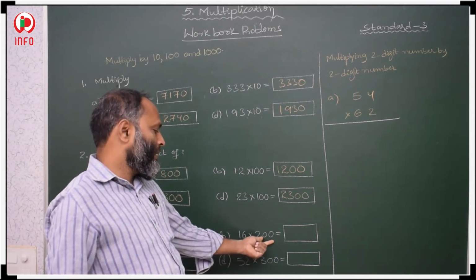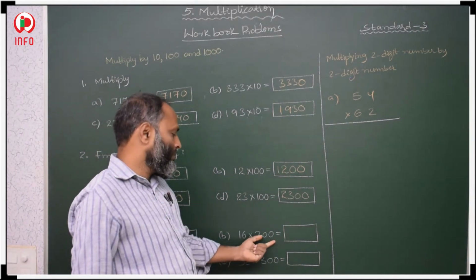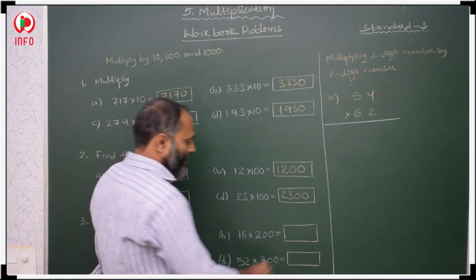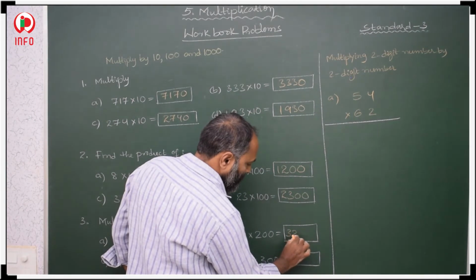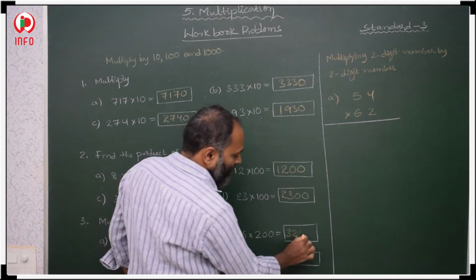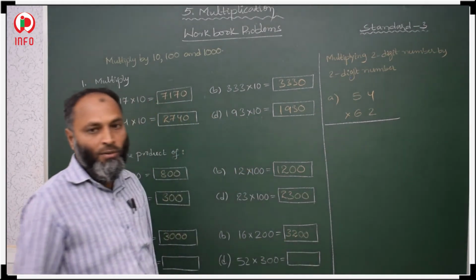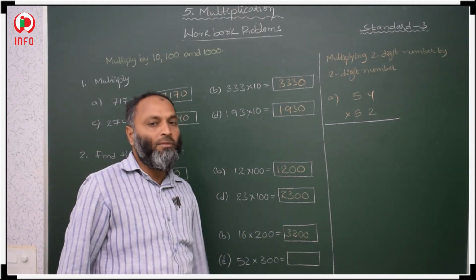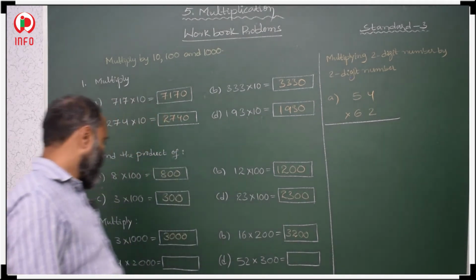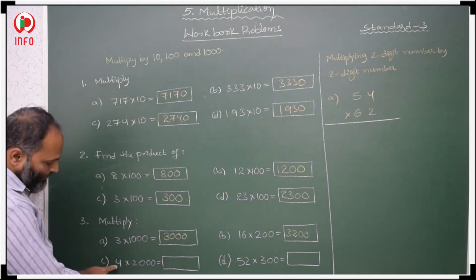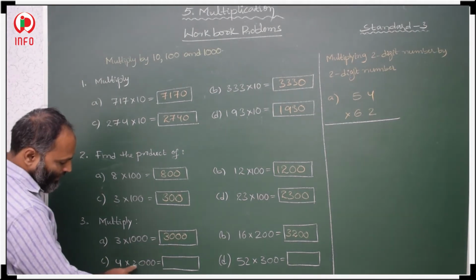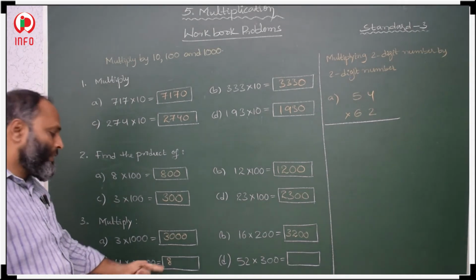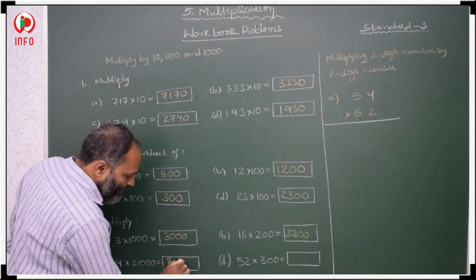16 into 200. Here 2 zeros are there, meaning hundred. First you have to do 16 twos. 16 twos are 32. And 2 zeros are there. 2 zeros we have to take. 32 hundreds. So here 100 means we have to take 2 zeros. Then here we have to multiply 4 with 2. 4 twos are 8. This is 1000, so 1000 means 3 zeros. 1, 2, 3.